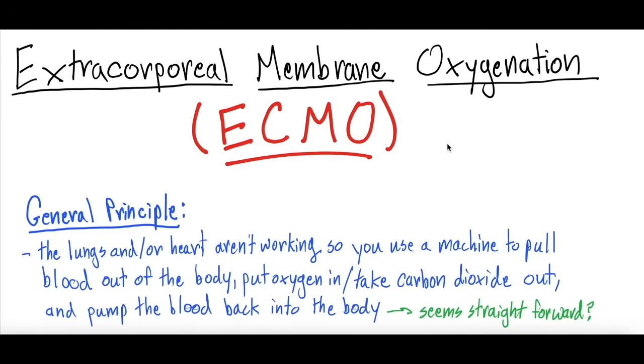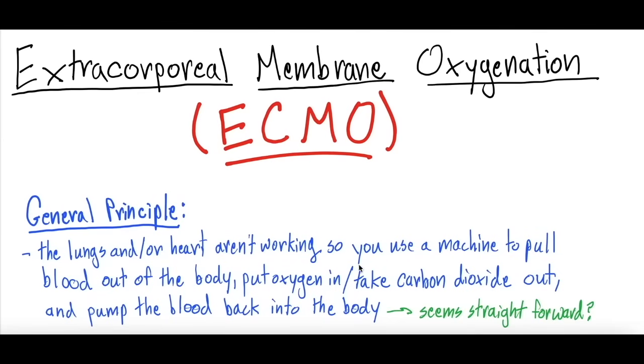And we're going to use some pictures and diagrams to go over this. To start with the general principle of ECMO: ECMO in general is a therapy for when the lungs and/or the heart are simply not working. So you're not able to oxygenate your blood or get rid of carbon dioxide, or the heart is unable to pump enough to provide enough blood flow to the organs.